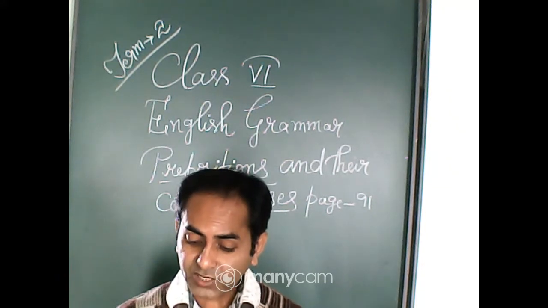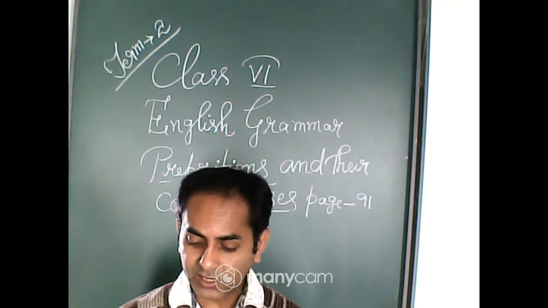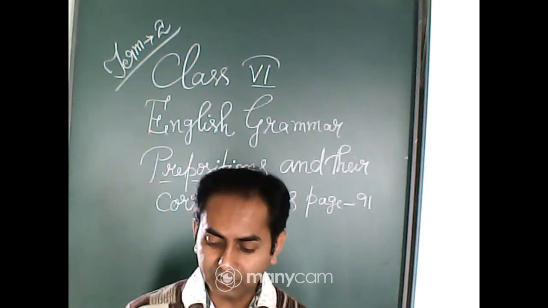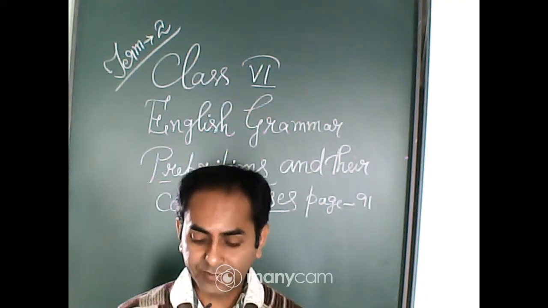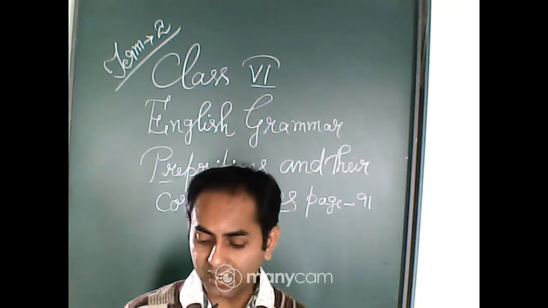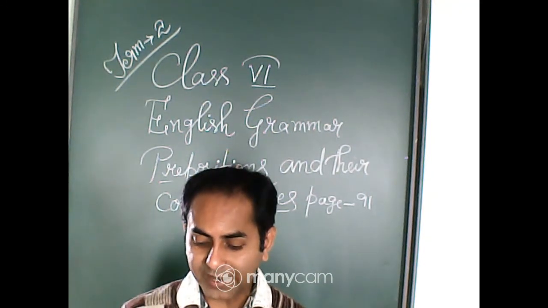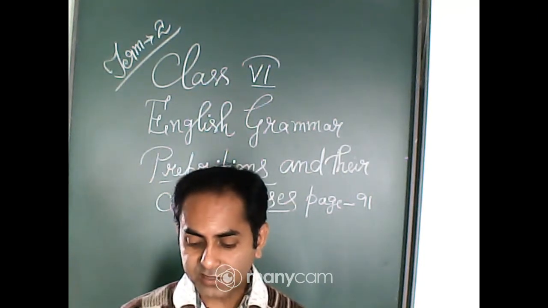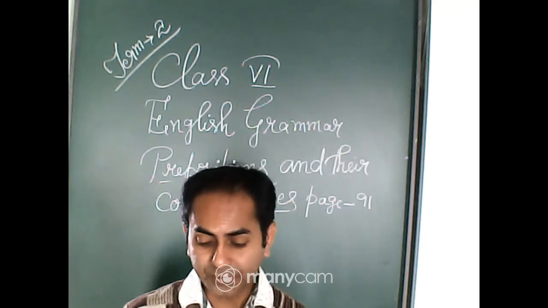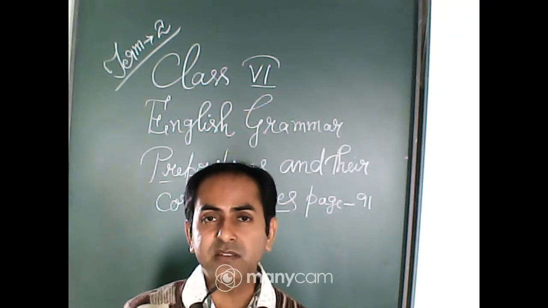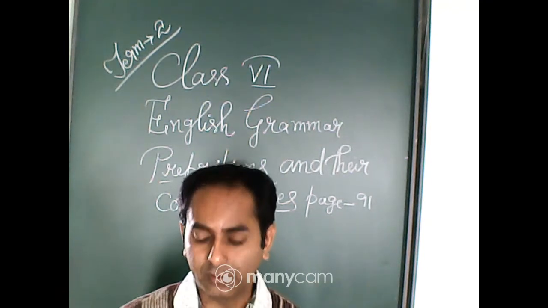How? The king ruled over a vast kingdom. So here the relation between the king and the vast kingdom is established with this word over. If the sentence has been just kept like this, the king ruled a vast kingdom, then also the sentence would have become correct. But with the usage of this over, the sentence has become more meaningful.